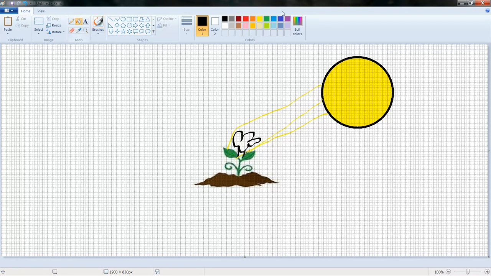So let's dye that red. I don't know why it does this. This is an old program. I should probably use Photoshop sometime. Anyway, so there's a flower. Here we go.